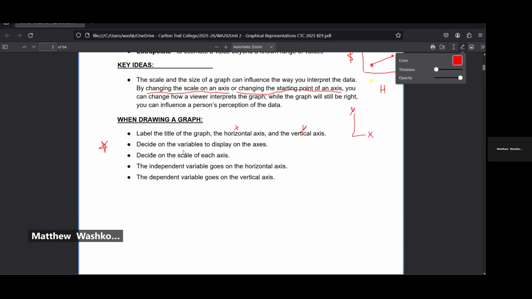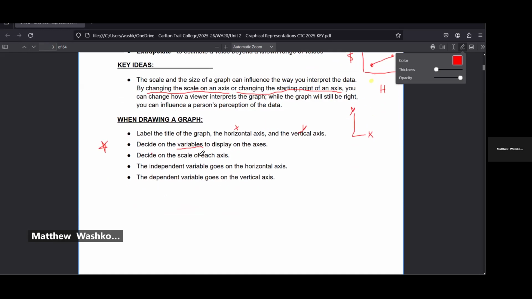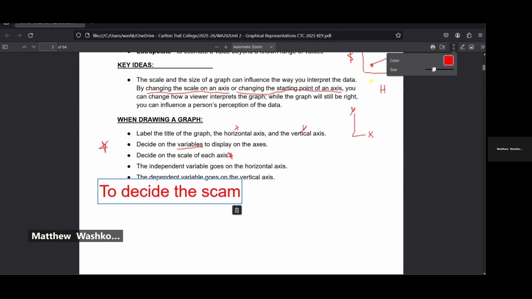You want to decide the variables to display on the axes, right? This is hours and money. Those are variables. You want to decide on the scale, and this is the hard part right here. That's the very hard part. And so I'm going to give you a little bit of a tip here. To decide this, I'm going to make that bigger for you guys. To decide the scale.